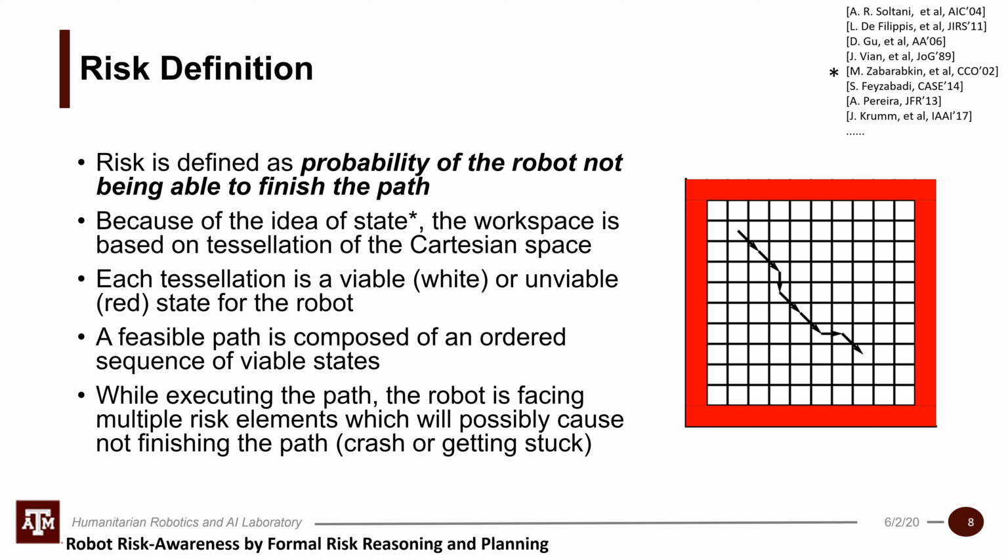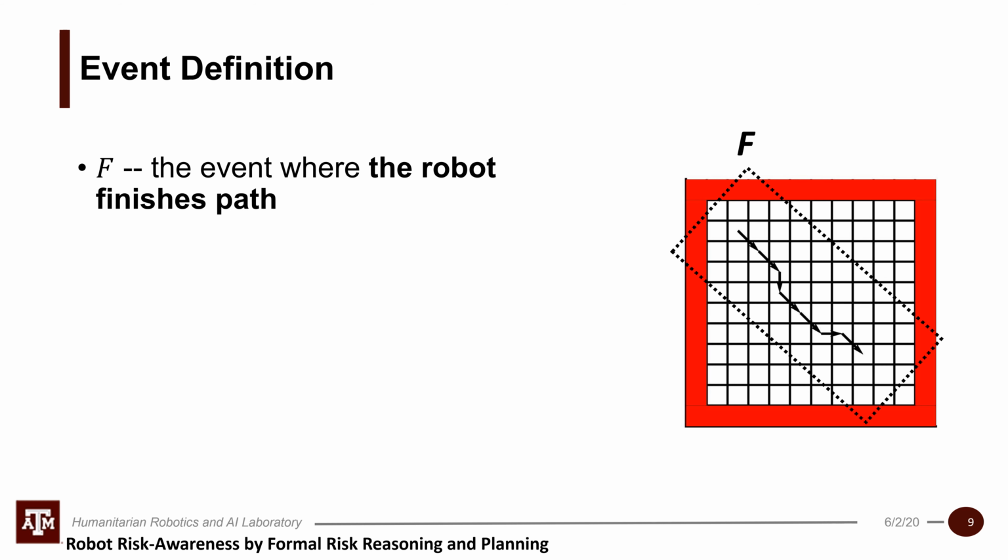Based on the idea of states in numerous existing works about risk, the robot's workspace is based on tessellation of the Cartesian space. Each tessellation is a viable or unviable state for the robot. A feasible path is composed of an ordered sequence of viable states. When the robot is executing the path, it faces multiple risk elements, which will possibly cause not being able to finish the path. Three different events are defined.